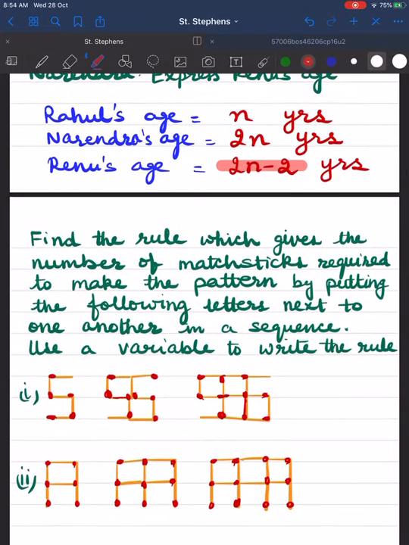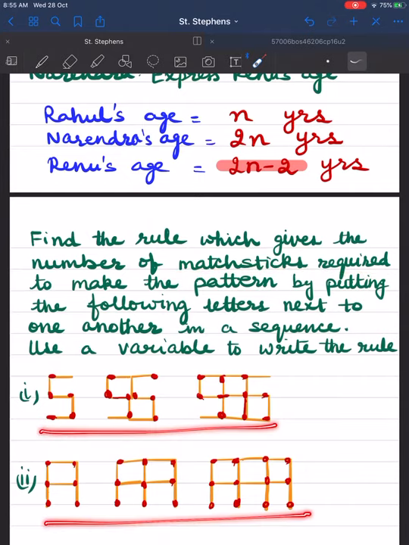Now for worksheet question, find the rule which gives the number of matchsticks required to make the pattern by putting the following letters S and A next to one another in a sequence and use a variable to write the rule.